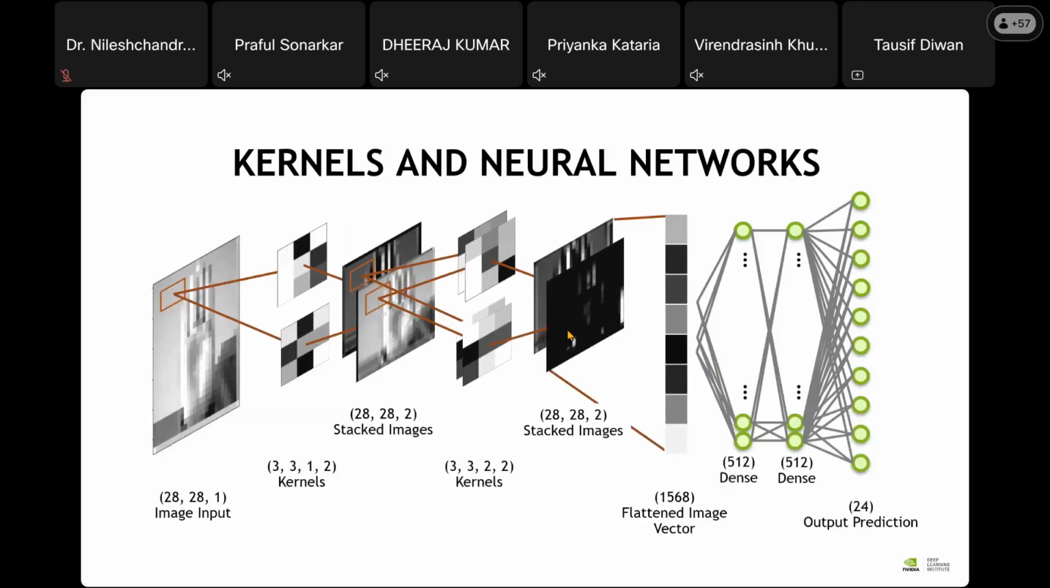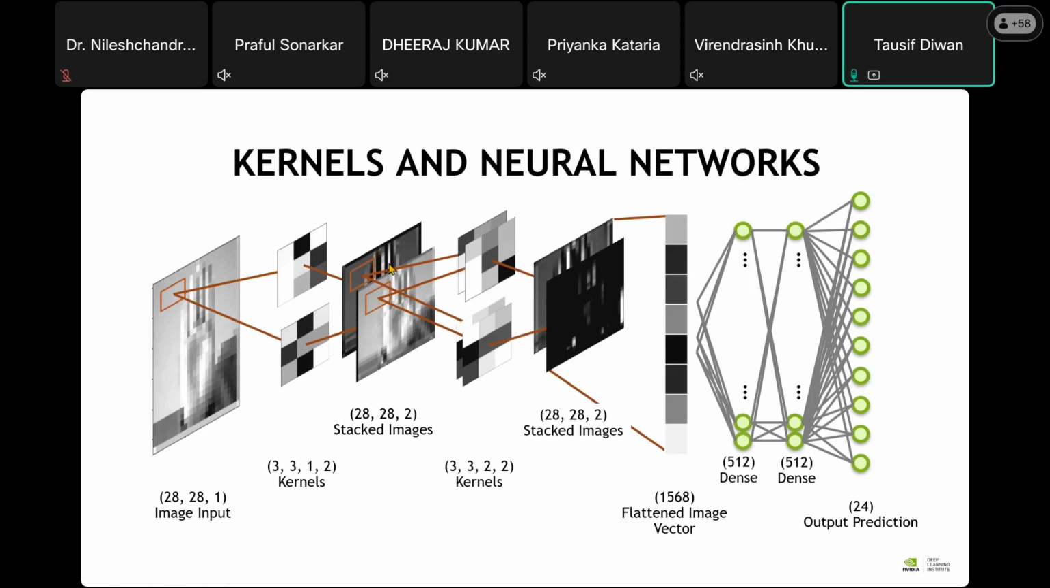This is the generic architecture of CNN. See here, this input is there. On this input we are applying this filter. This is my first filter, this is my second filter, and then it is generating the first feature map and then the second feature map.